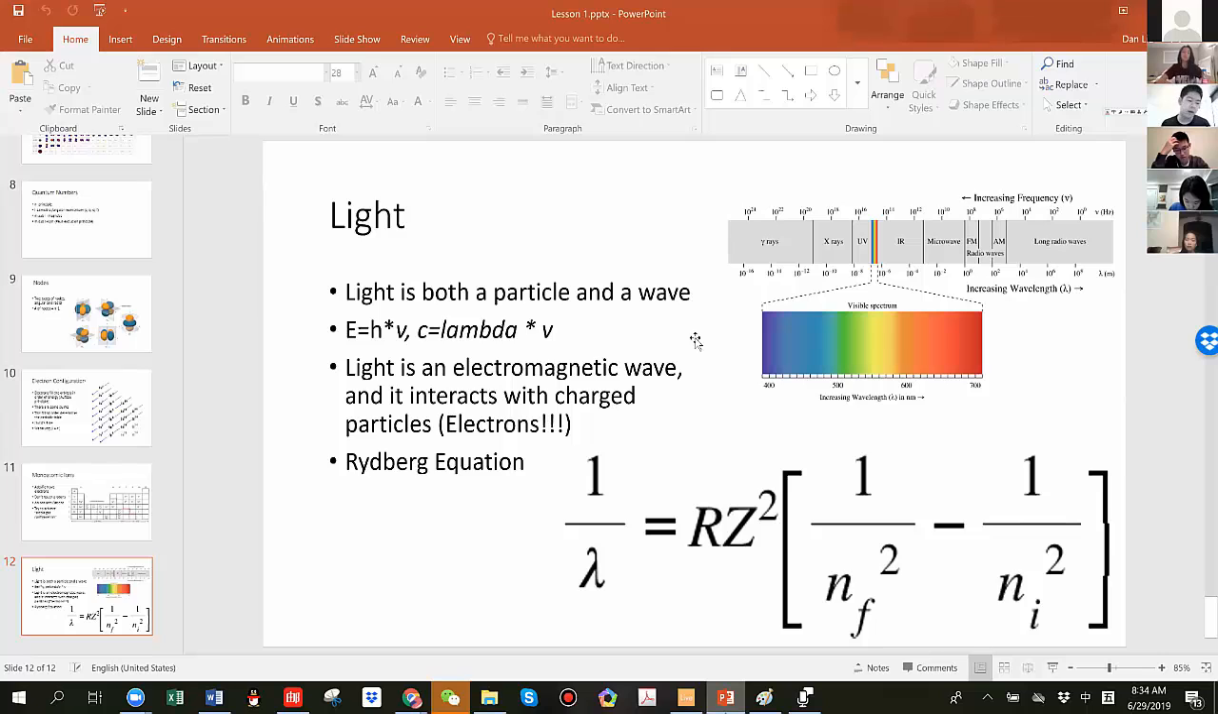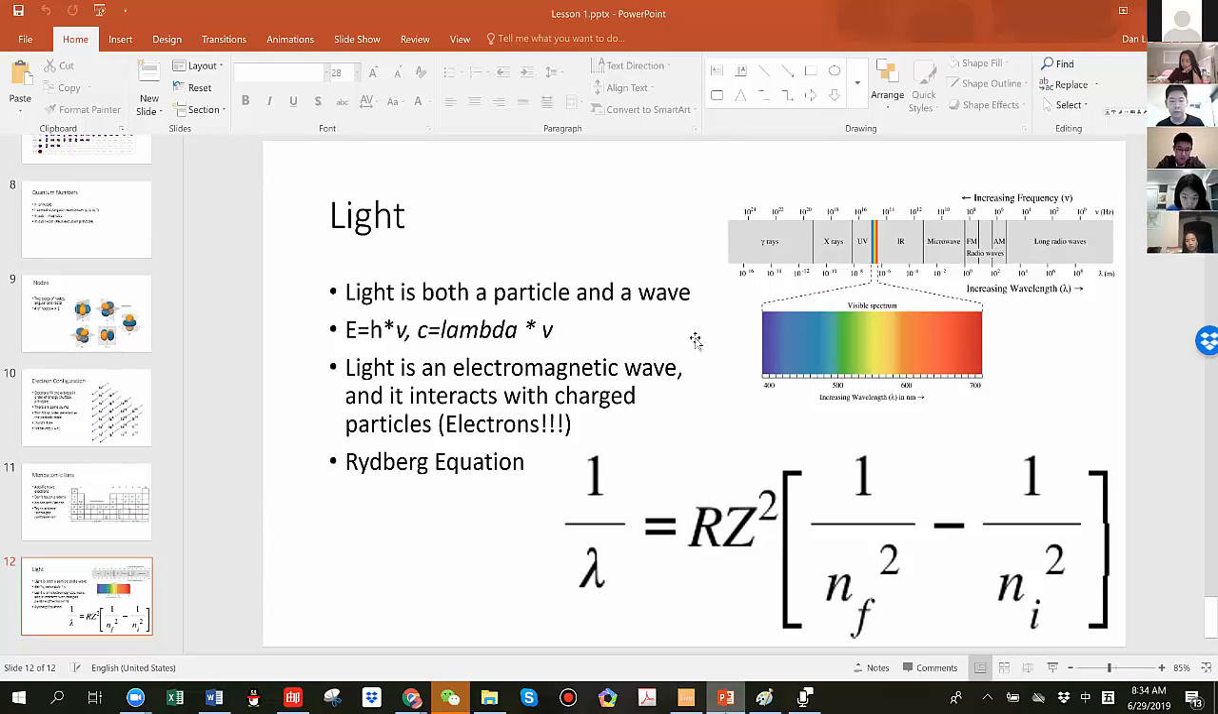However, there are some experiments that showed it was a wave. The famous one would be the double slit experiment. You have 2 slits and you shine light through them. And on the other side of the slits, you don't see 2 beams of light. You see a diffraction pattern, which can only be explained by wave properties. So it turns out that light is an electromagnetic wave, a wave in the electric and magnetic fields. Because of this, it interacts with charged particles, so electrons, right? So light can interact with electrons, which is the big point.